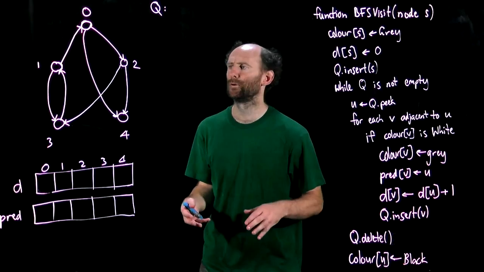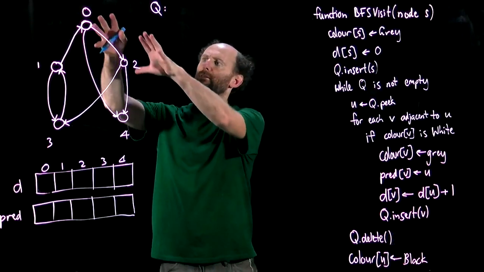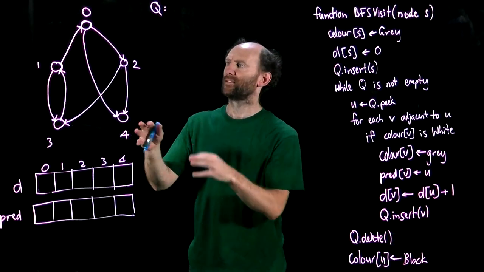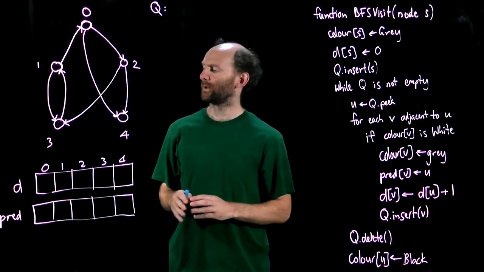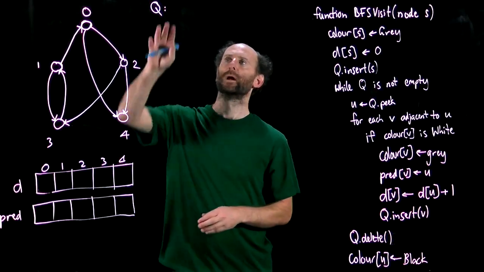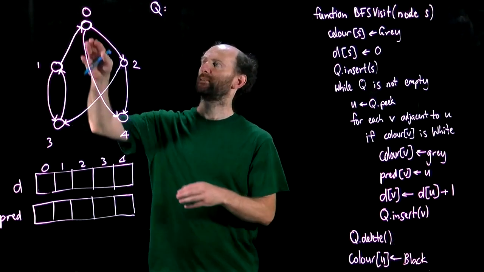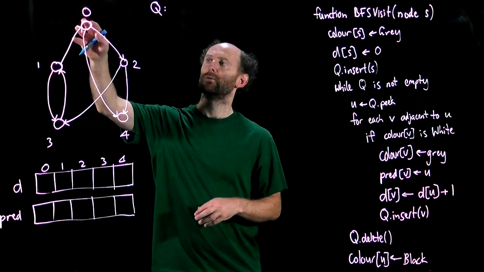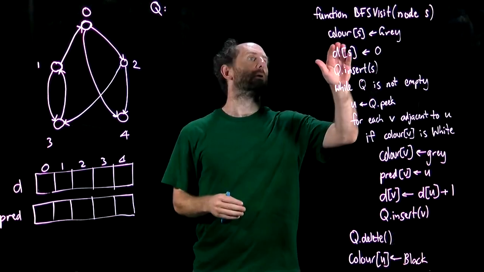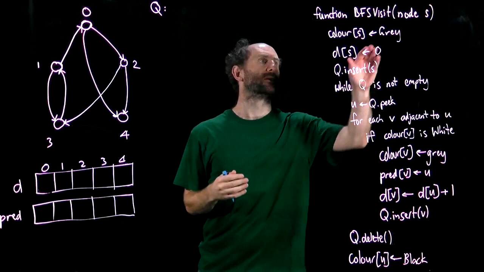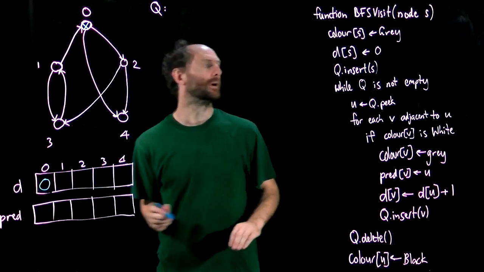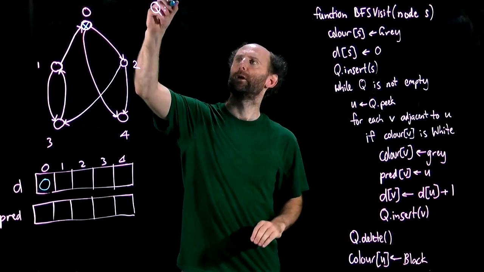Okay, so let's step through BFS for this small digraph. We'll start a traversal from node 0, and here I've done the setup. All our nodes are coloured white. I've got our depth array and our predecessor array ready to go, and here's our queue Q. We've done the setup, we choose node 0, we pass it to BFS visit, and then we're just going to stay in this routine. The first thing that happens to node 0 is that it's coloured grey. We'll set the depth of 0 to be 0, and we'll put 0 in our queue.